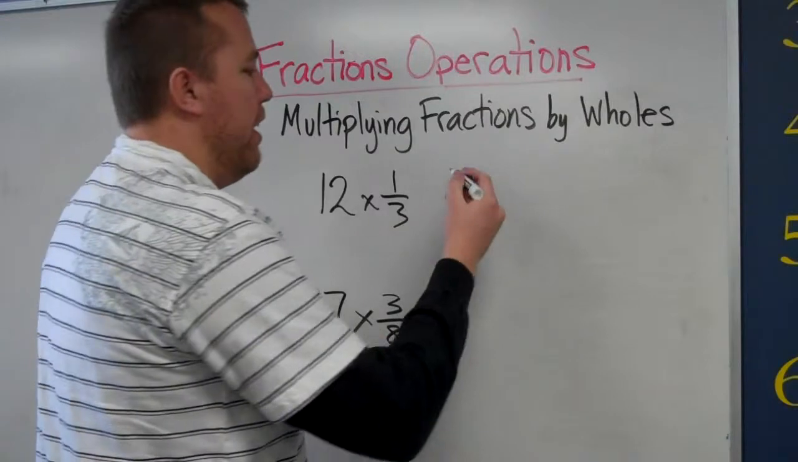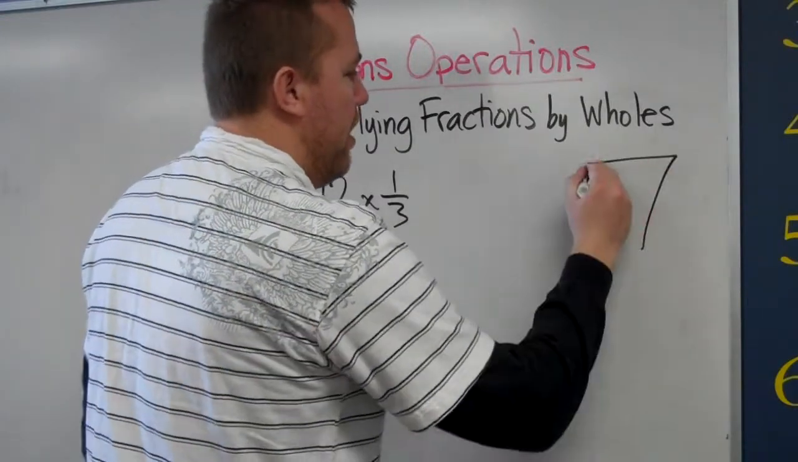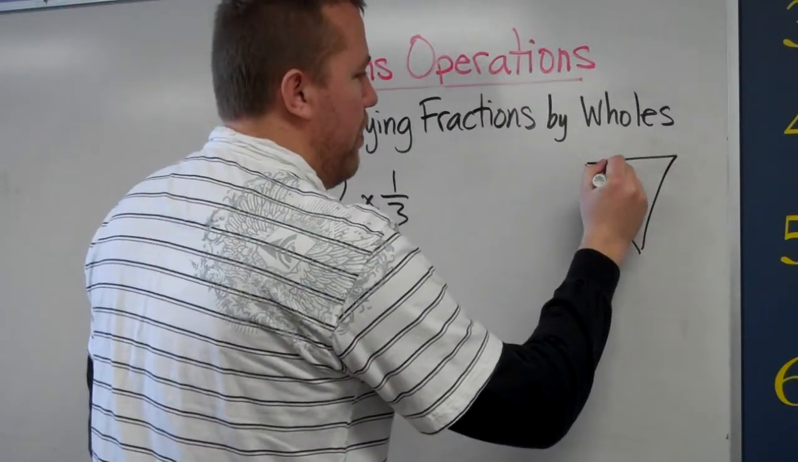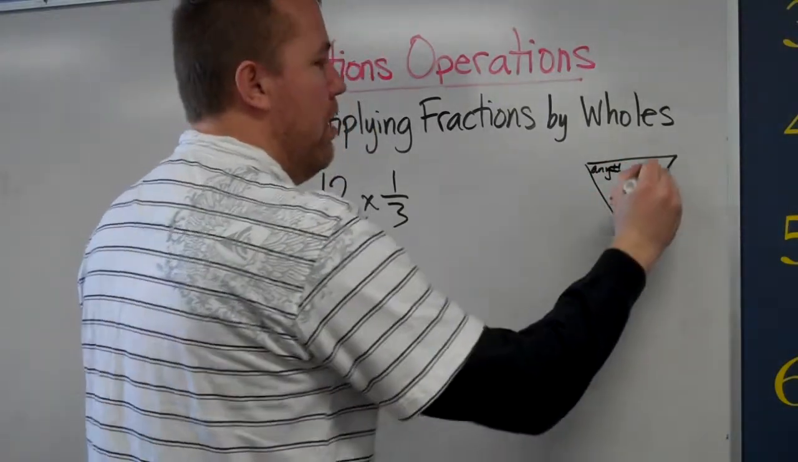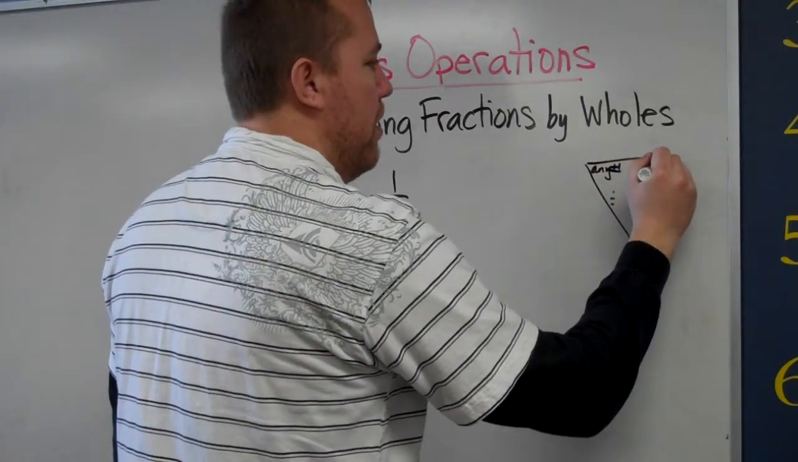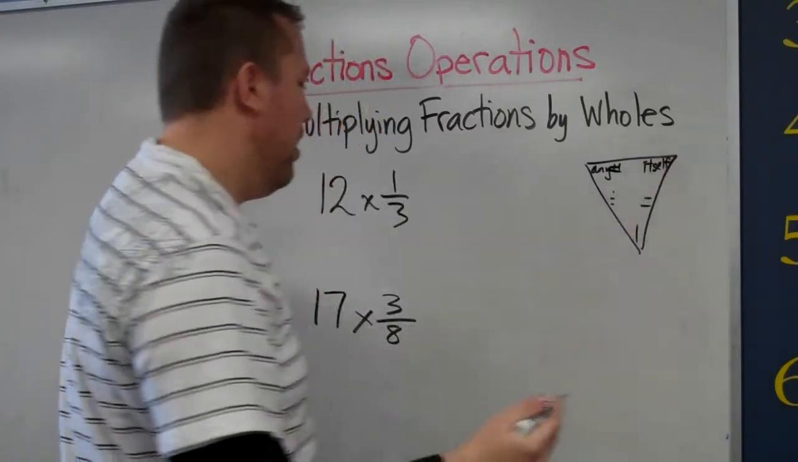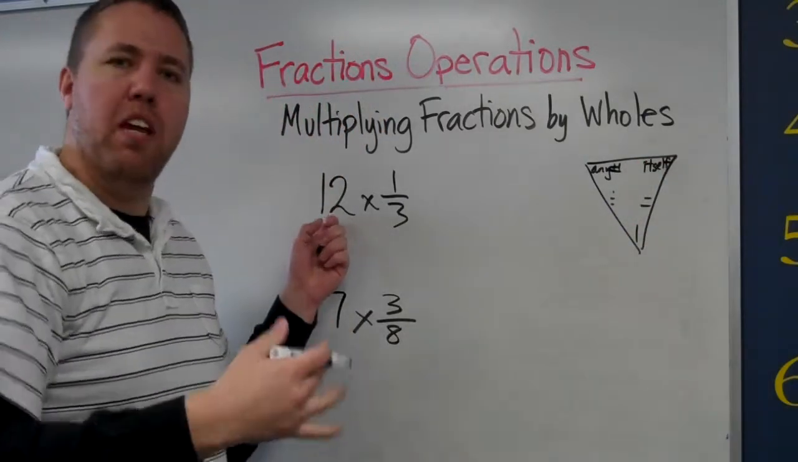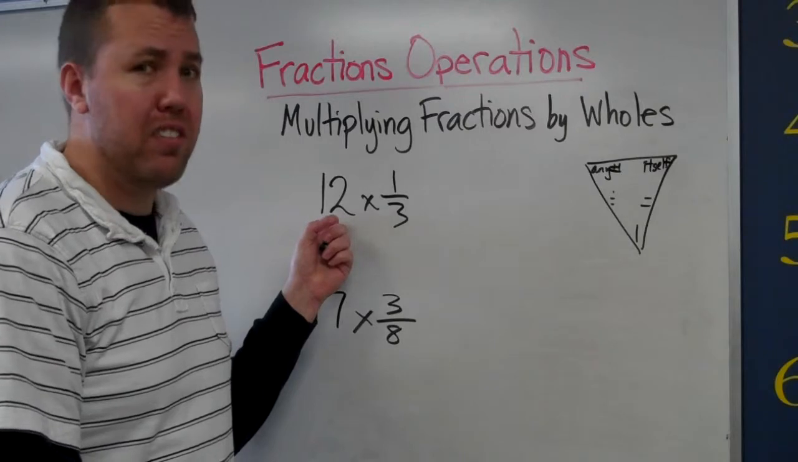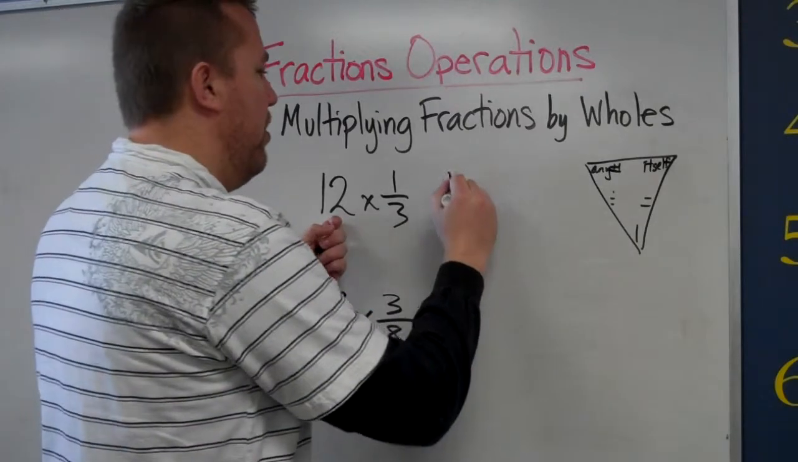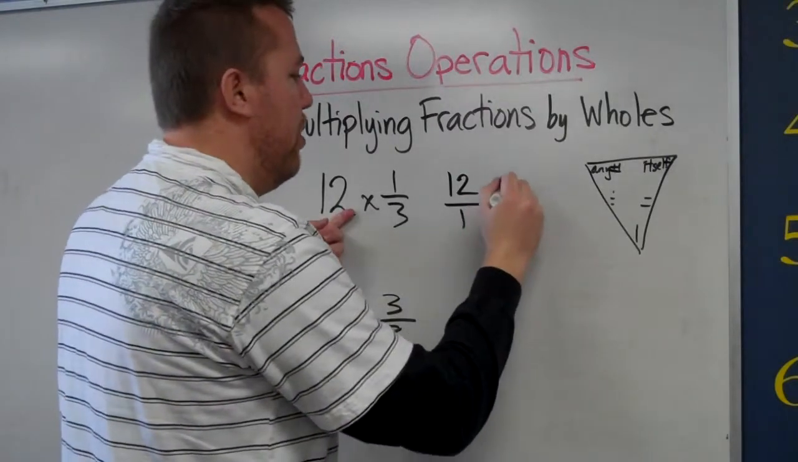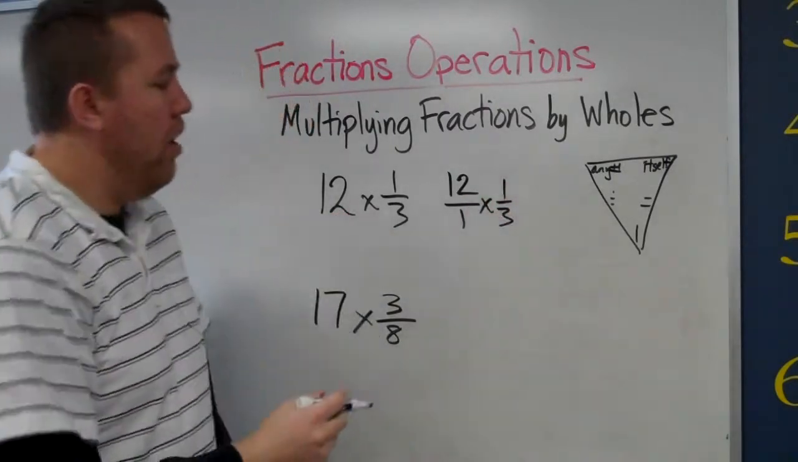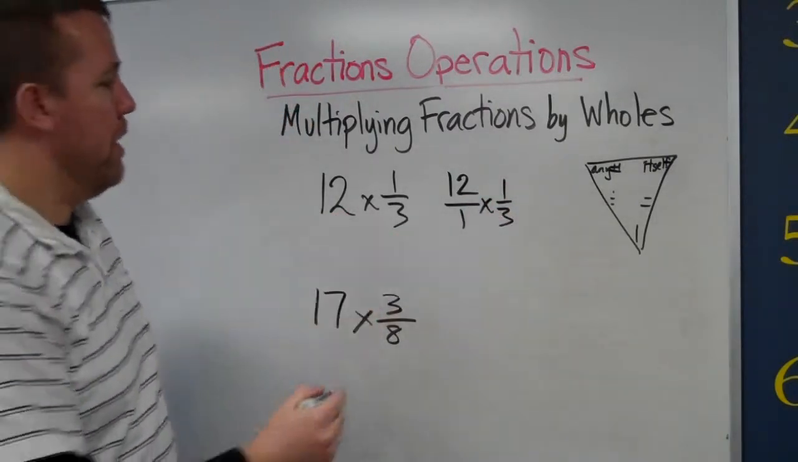Remember back to my triangle. Any number divided by 1 equals itself. So, 12, let's just make 12 divided by 1. Is it still 12? Sure is. So, 12 divided by 1, still 12 wholes, times 1/3. Okay, now I'm doing that.